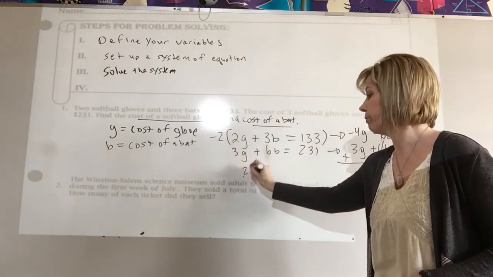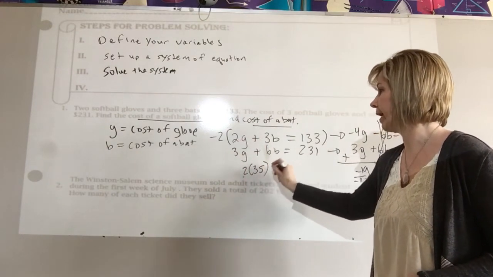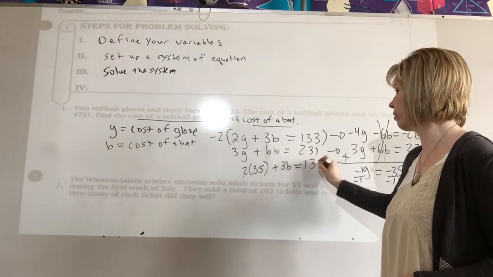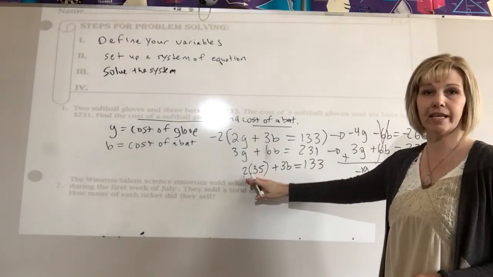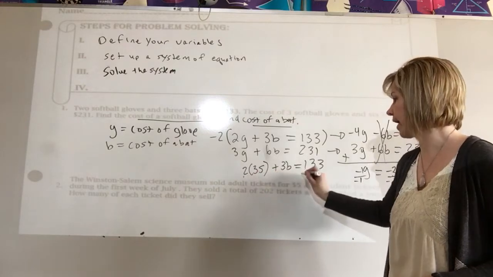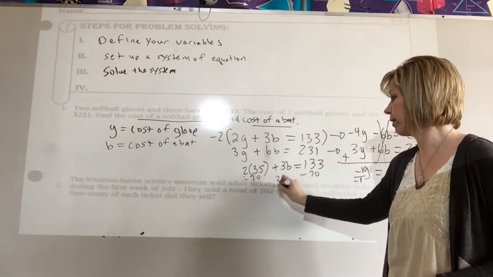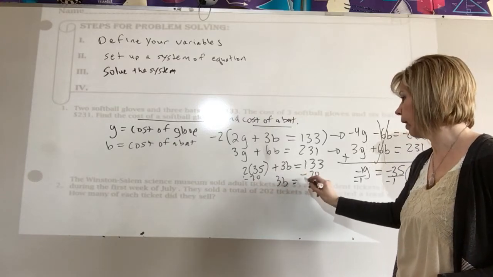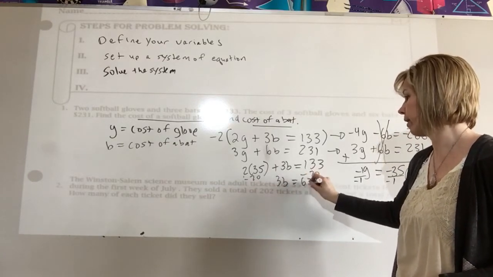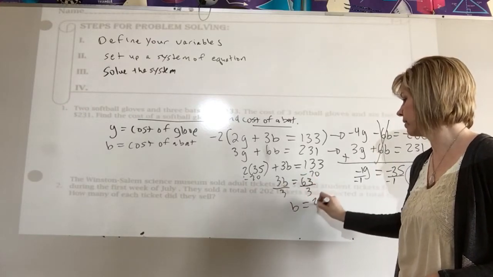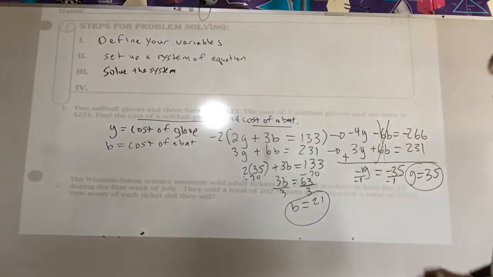So we have 2 times 35 plus 3b is 133. So we get 70 here, and then we're going to need to subtract 70. And so we get 3b equals 63. Divide by 3, and you get b is 21. You get b is 21 and g is 35.